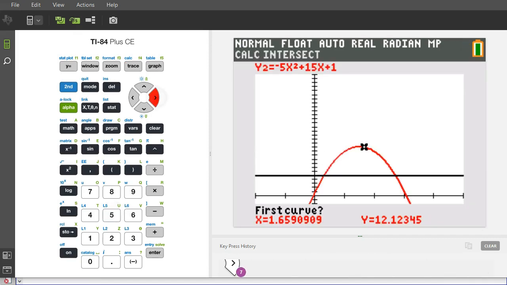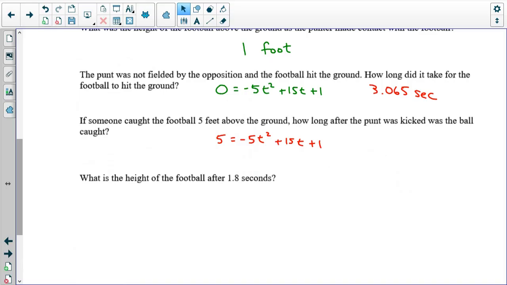So I want my cursor to go toward the right, and I just need it to be closer to the one on the right than it is on the left. So I hit enter 3 times and I get the answer. 2.704 is the answer that I will report. So 2.704 seconds. What is the height of the football after 1.8 seconds?